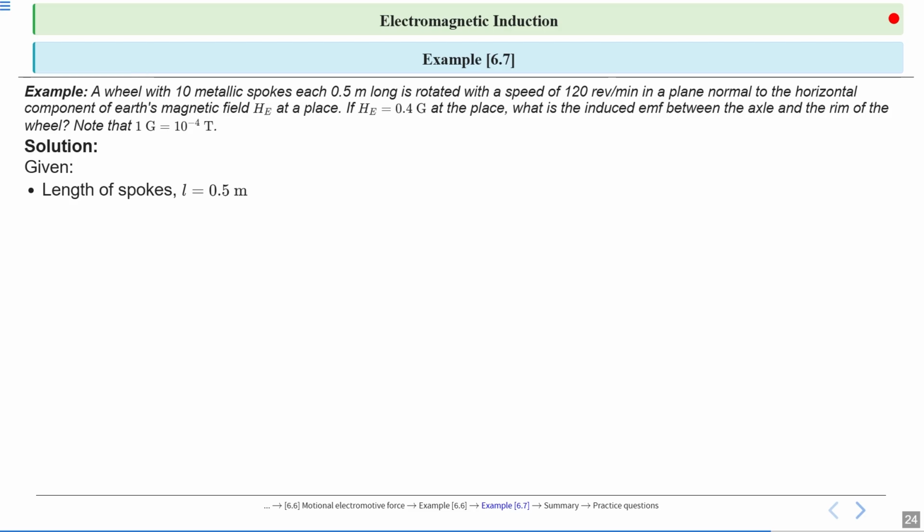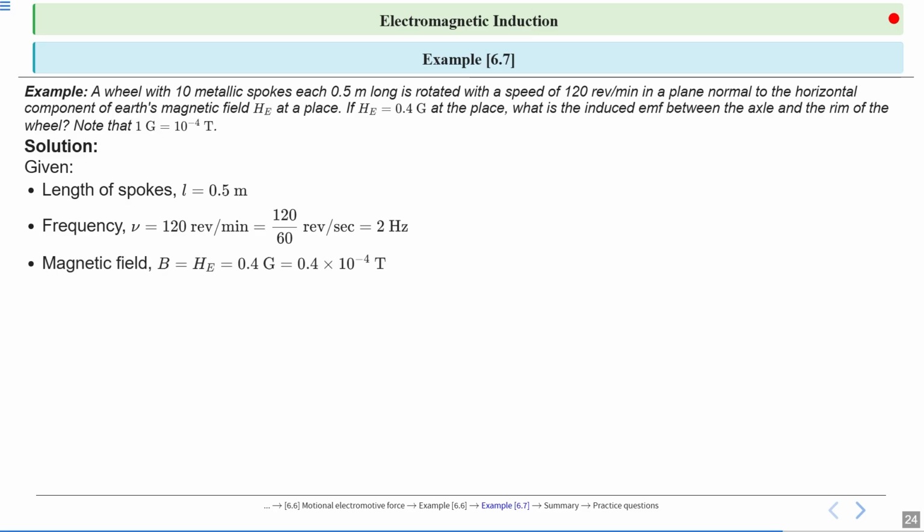So we will use the formula that we have derived in the previous example. Okay, so length of the spokes is given, L equal to 0.5 meter. Frequency nu is given as 120 revolutions per minute, which is equal to 120 upon 60 revolutions per second. Okay, we have to convert frequency into SI units. So we convert minute into seconds. So 120 upon 60 revolutions per second, which is equal to 2 hertz. Magnetic field B equal to HE, which is equal to 0.4 Gauss, which is equal to 0.4 into 10 to the power minus 4 Tesla.